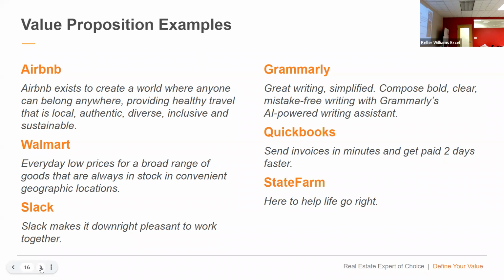I love it. All right, Walmart. But Walmart is the only place to get groceries besides Kroger in London, Ohio. There's Walmart and there's Kroger. That's it. Slack. Kellyanne uses Slack. I don't get that stuff. I'm too old. Slack makes it downright pleasant to work together.